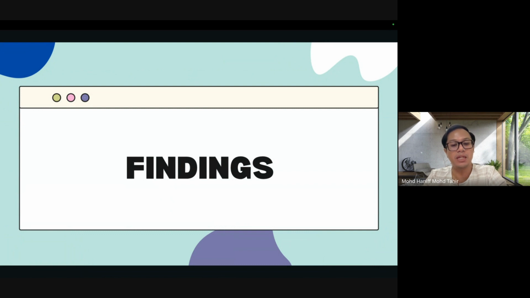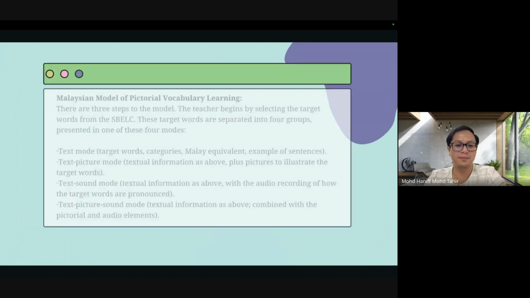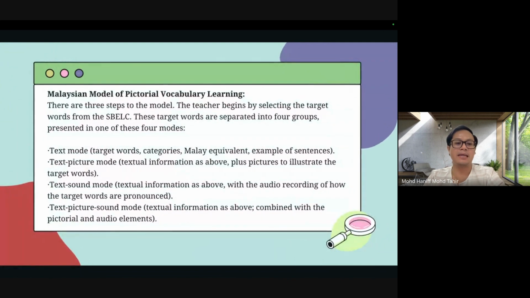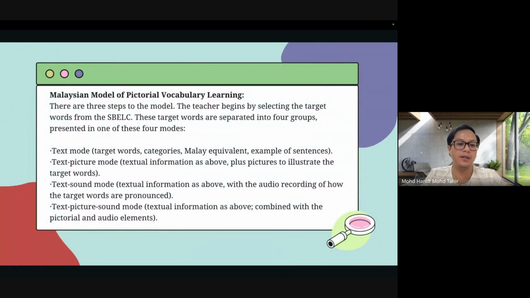Now, we will look into the findings of the study. The first finding of the study is the Malaysian model of pictorial vocabulary learning. This model involved three steps. The first step is the teacher begins by selecting the target words from the SBELC.